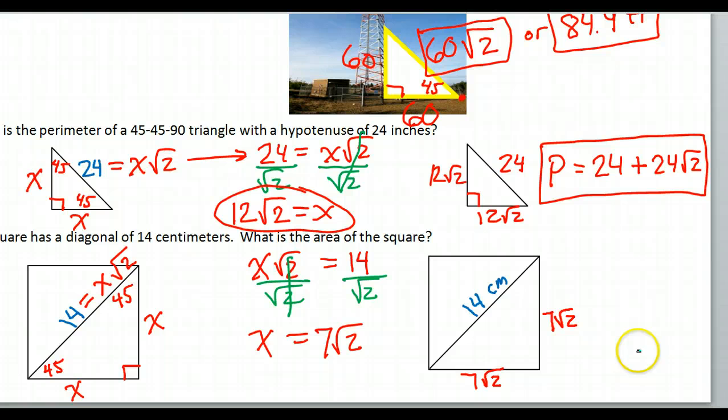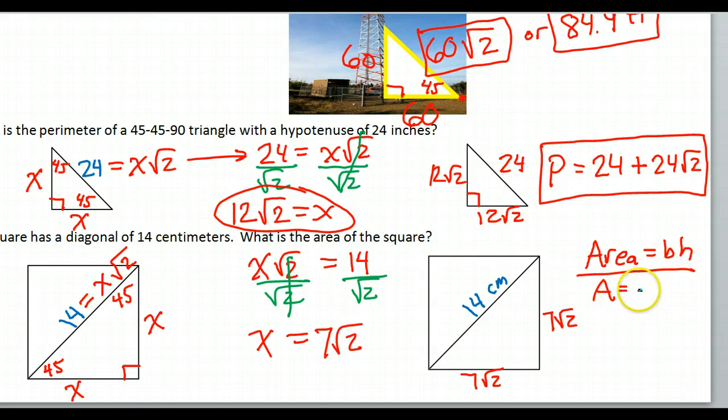Okay, so does that mean I'm done? No, I'm not done, because we are supposed to find the area of this square. Remember, the area of a square is base times height. Well, the area of any parallelogram is base times height. So in this case, the base and the height are both 7 radical 2. So I'm talking about 7 radical 2 times 7 radical 2.